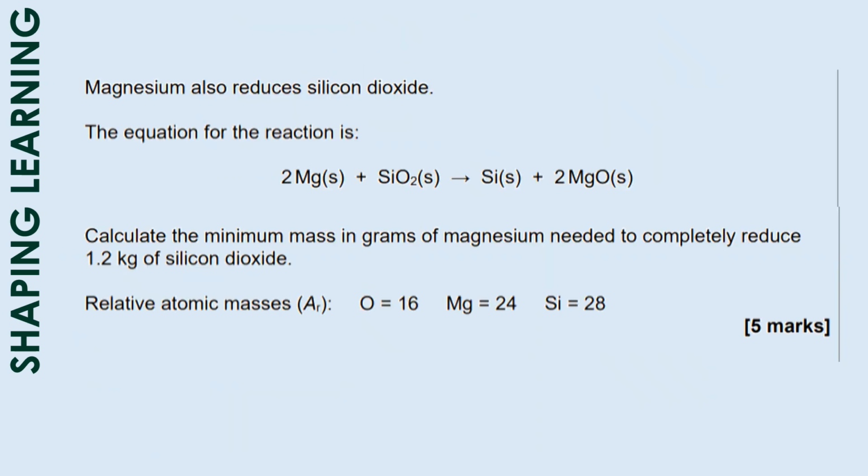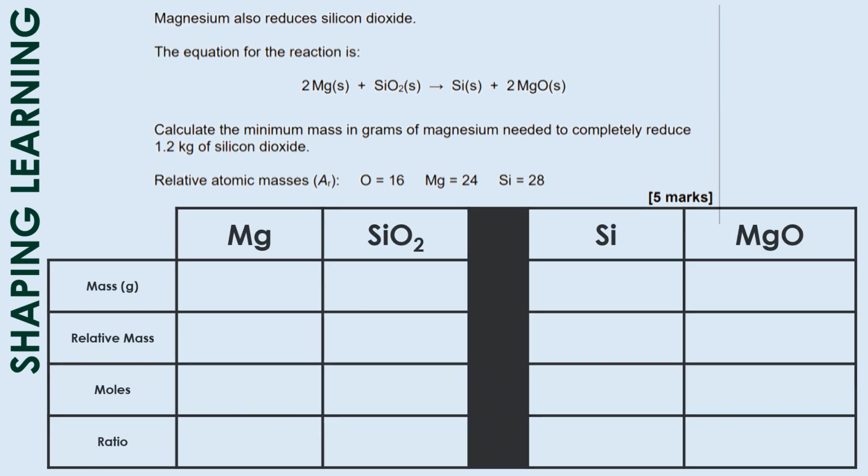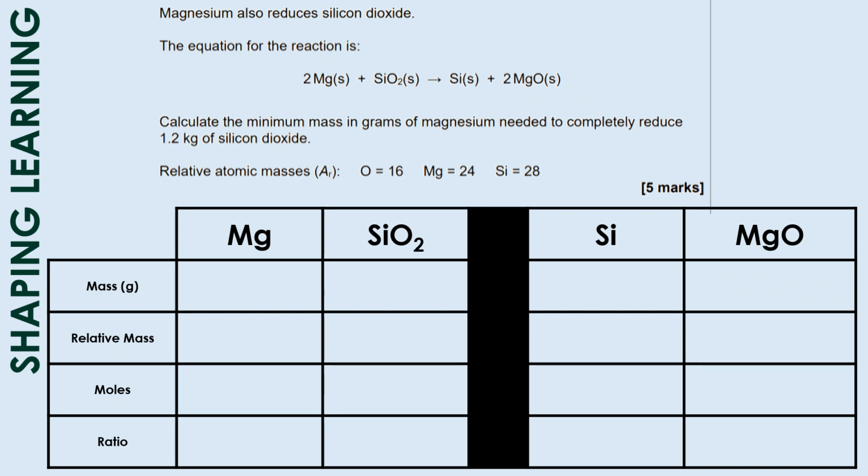Okay, so next one is this again. So you could pause it now to try it, or you could just carry on watching. And so let's have a look at this in a bit more detail. So let's highlight the numbers we have. We have a mass of silicon dioxide. We have some relative masses, and we're trying to calculate the minimum mass of magnesium that needs to completely reduce this, it means react with it, okay, so we've been given a reaction.